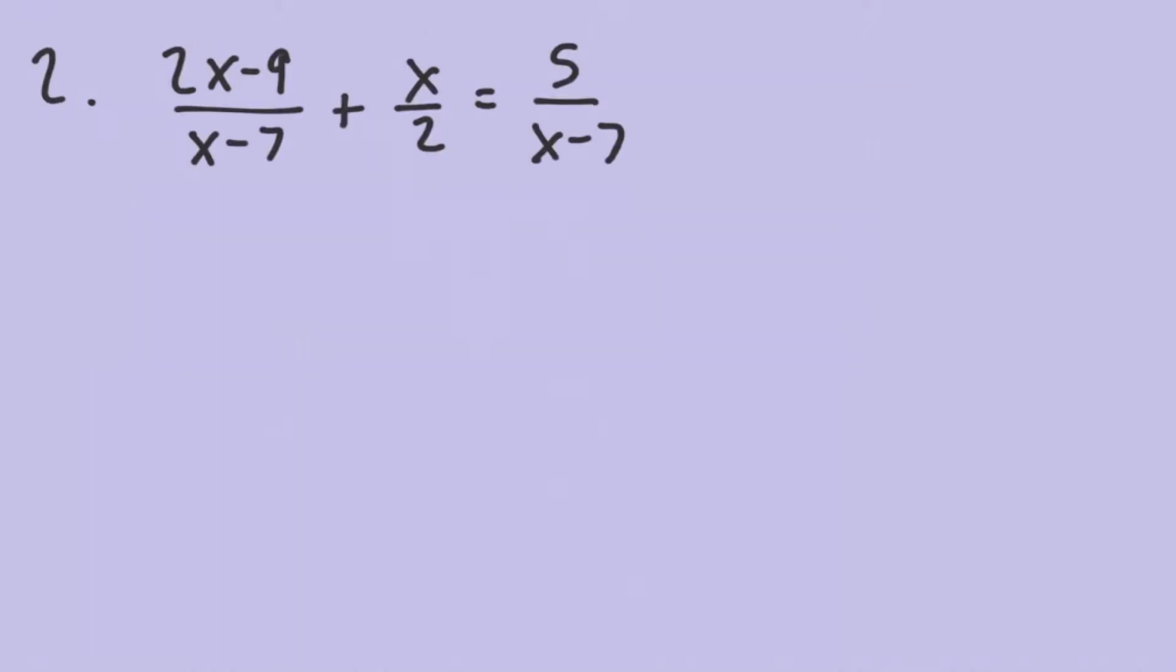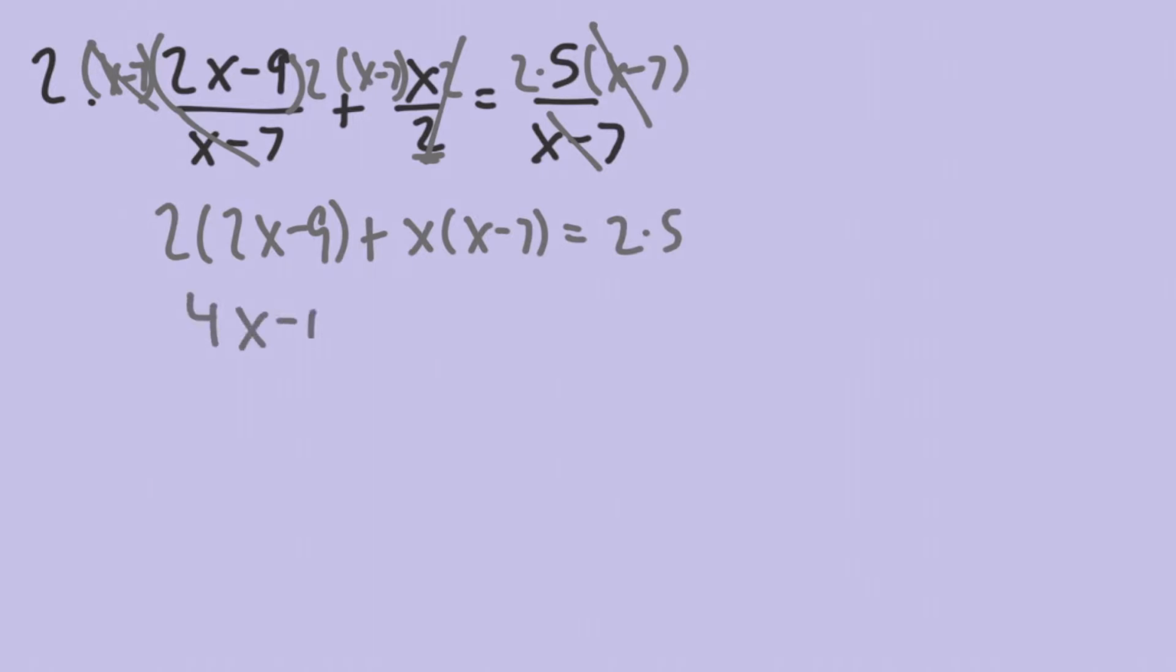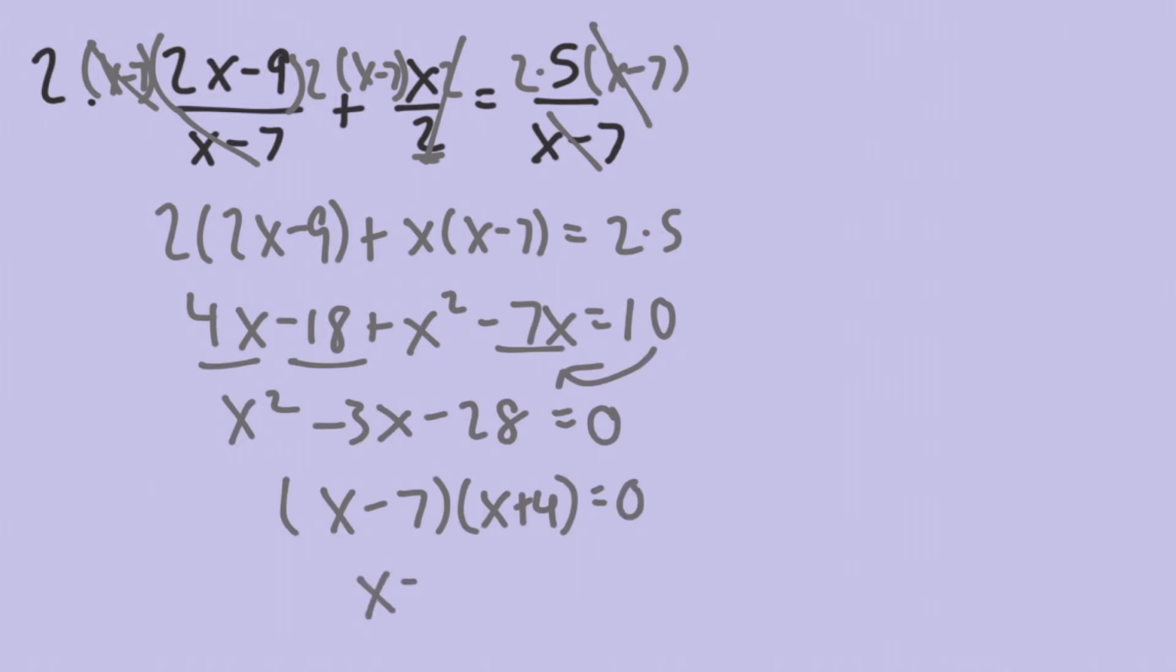So if we multiply for this one, everything by x minus 7, it gets our x minus 7s to cancel. But we still have a 2, so we also want to multiply each numerator by 2. Now those canceled. Now we have 2 times 2x minus 9 plus x times x minus 7 equals 2 times 5. We can distribute: 4x minus 18 plus x squared minus 7x equals 10. So we get x equals 7 and negative 4.